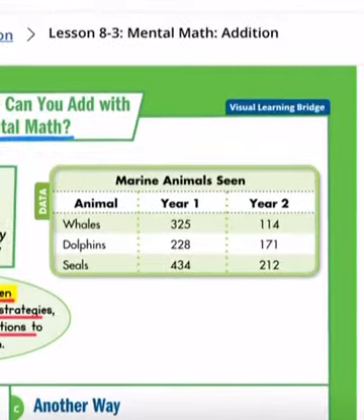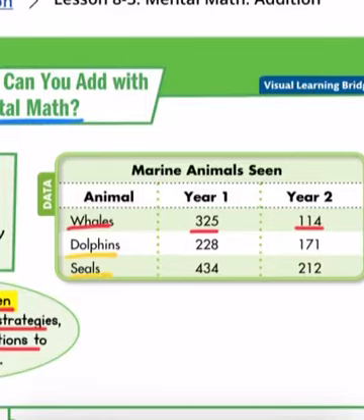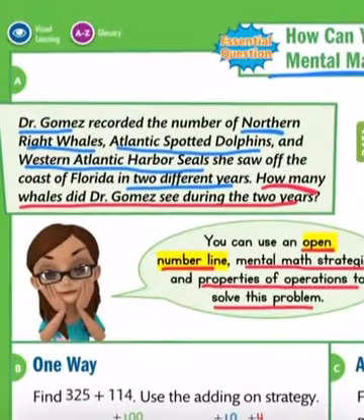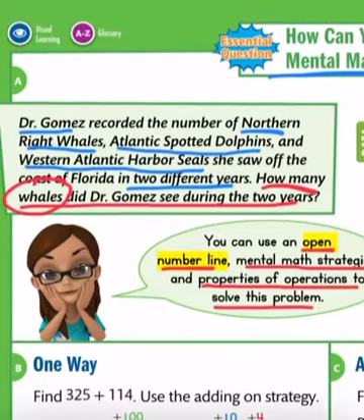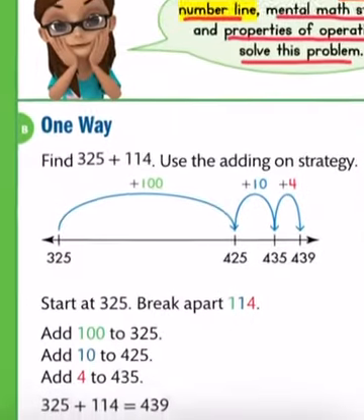We can look at our data over here. Marine animals seen. We have whales, which is what we're focusing on in this first question. 325 the first year, 114 the second year. She also saw dolphins and seals. Okay, but if we go back to our question, the focus here is how many whales did Dr. Gomez see?